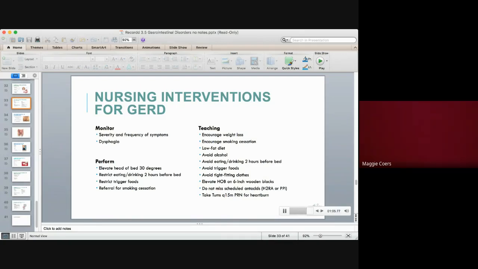One of the things that I just want to point out, though, is if the patient doesn't have one of those automatic beds that adjust into a sitting position, they can put 6-inch wooden blocks underneath the bed frame or underneath the headboard, and that raises the head of the bed up to 30 degrees to prevent that reflux at night. Helps with gravity to keep that acid in the stomach.